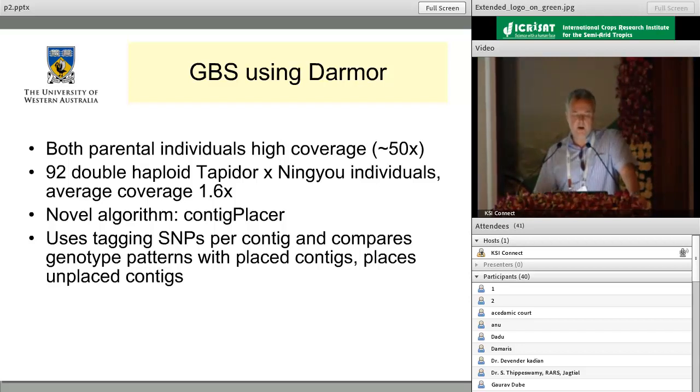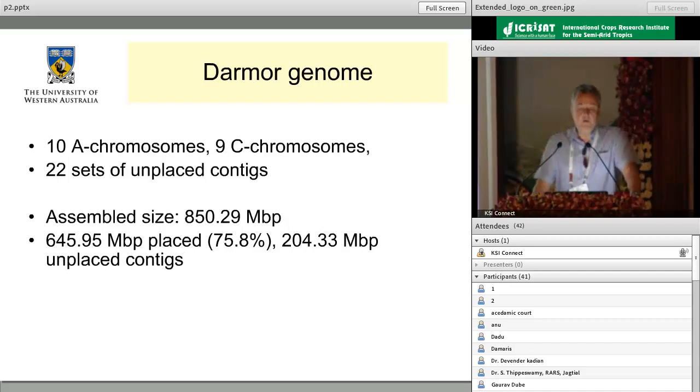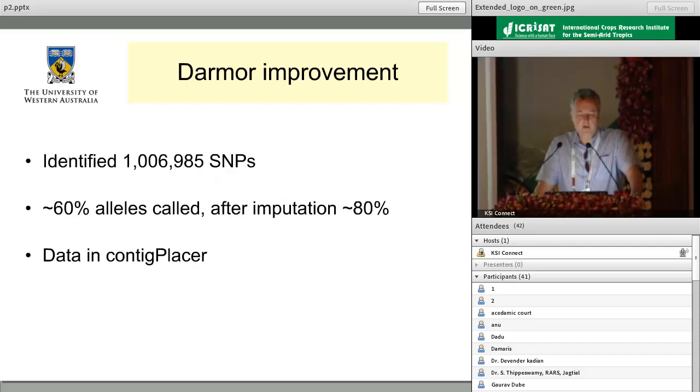So with this data, we managed to identify contigs which had been misplaced. We managed to place contigs which hadn't been placed. We identified chimeric contigs which could then be split, and we've been using that to improve the assembly. So we had just over 1 million SNPs between these varieties. 60% of the alleles were called, and after imputation, about 90% of the alleles were called. And then we took this data into ContigPlacer.